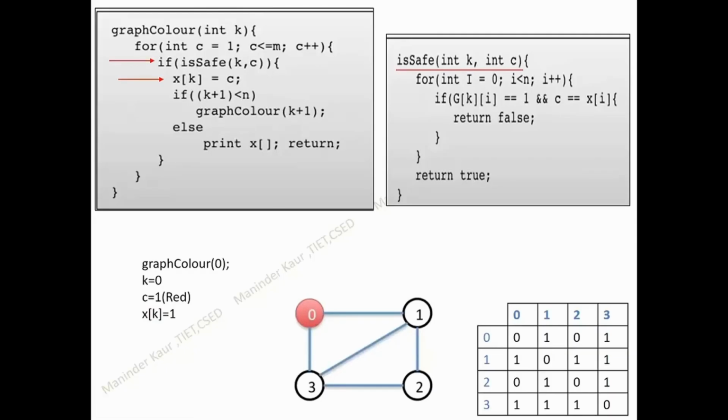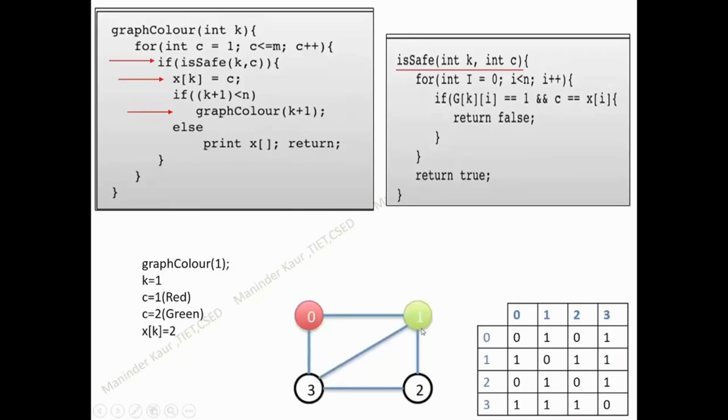Now moving to the next: once the first vertex has been painted, the algorithm checks if k plus 1 is less than n, that is, if vertices are still left to be painted. Then again the graph color function is invoked recursively. Now the argument which is passed is the immediate next vertex index, that is the value 1 here. That means we have to now paint the second vertex.